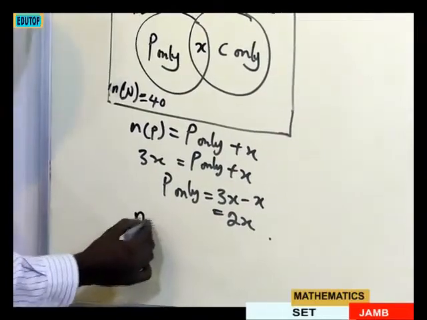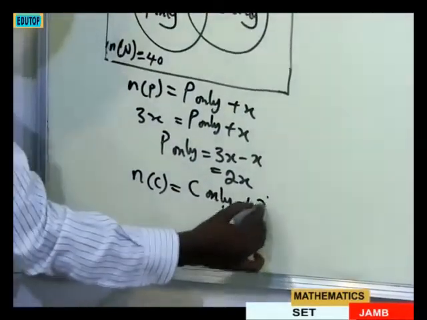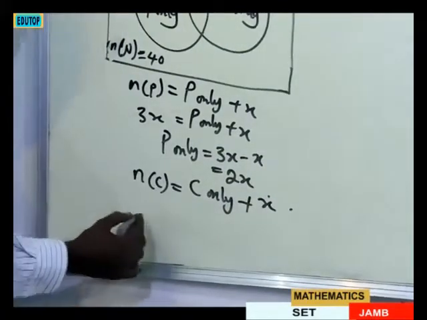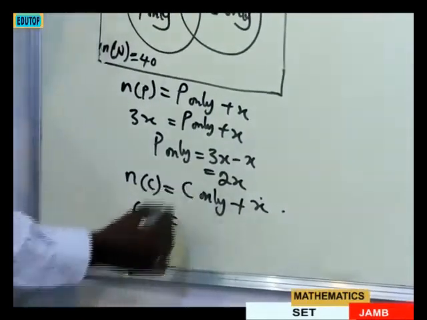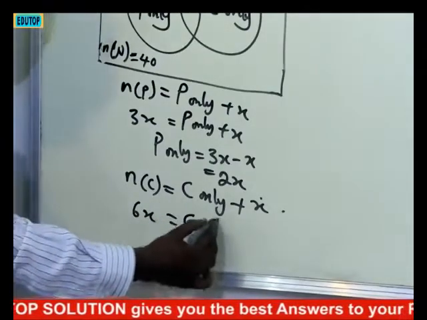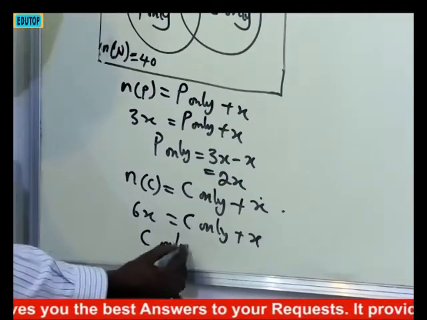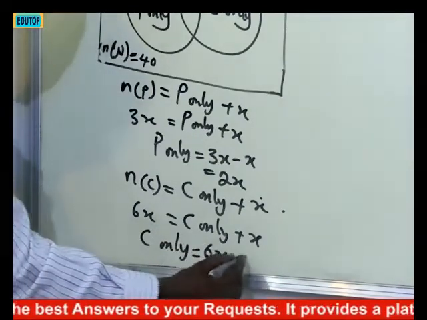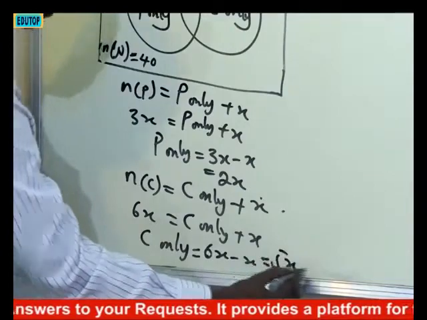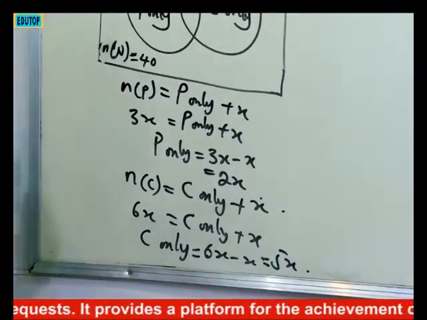Then the number of chemistry will be chemistry only plus x. So what is chemistry only? The number of chemistry is 6x, which equals chemistry only plus x. So chemistry only will be 6x minus x, which is 5x. Now, having calculated that, let's resolve this.